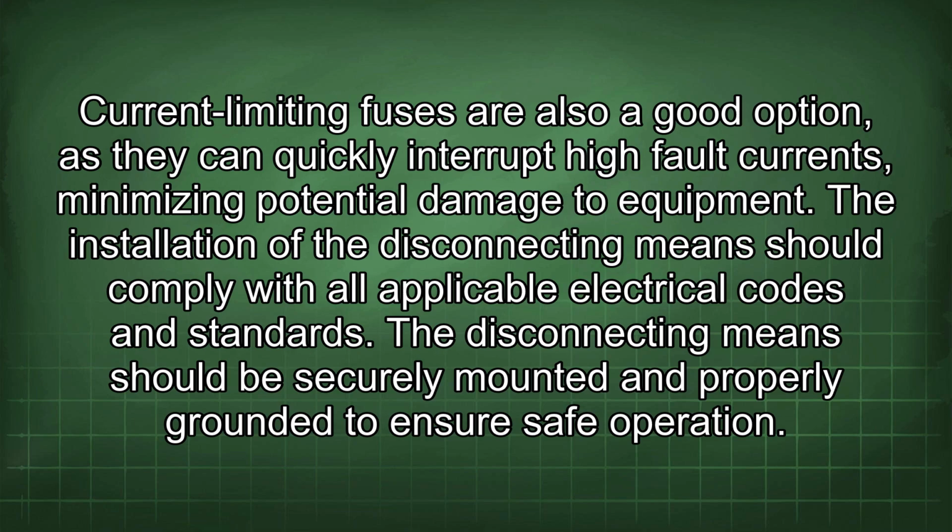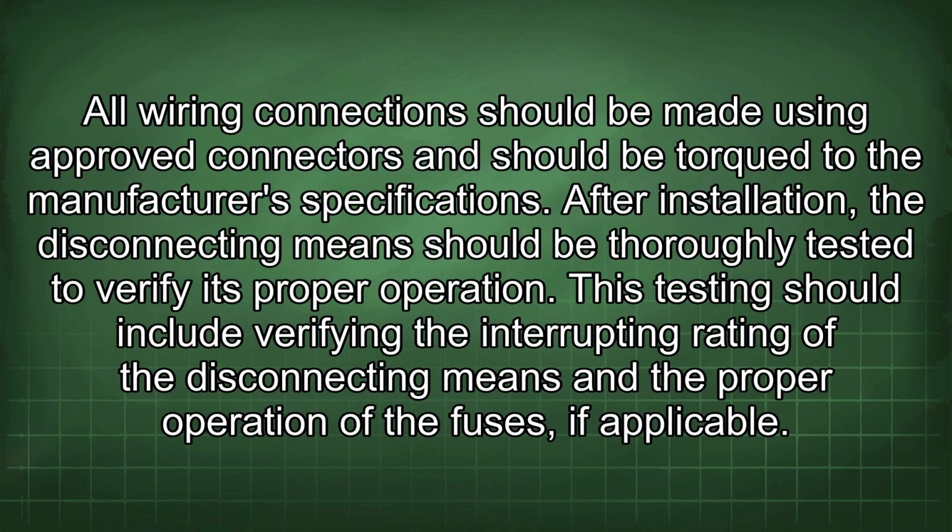The installation of the disconnecting means should comply with all applicable electrical codes and standards. The disconnecting means should be securely mounted and properly grounded to ensure safe operation. All wiring connections should be made using approved connectors and should be torqued to the manufacturer's specifications. After installation, the disconnecting means should be thoroughly tested to verify its proper operation. This testing should include verifying the interrupting rating of the disconnecting means and the proper operation of the fuses, if applicable.